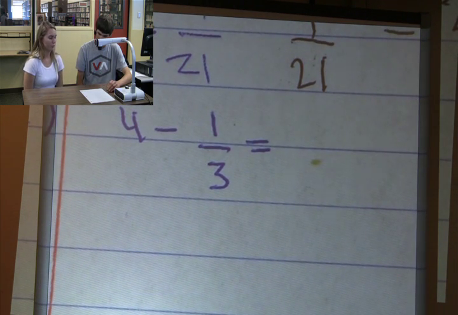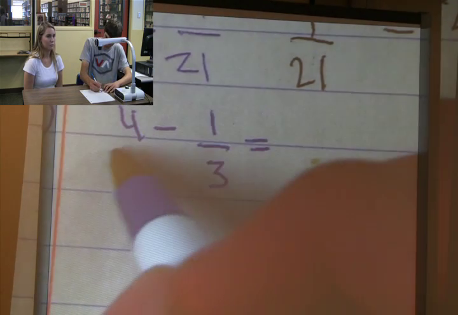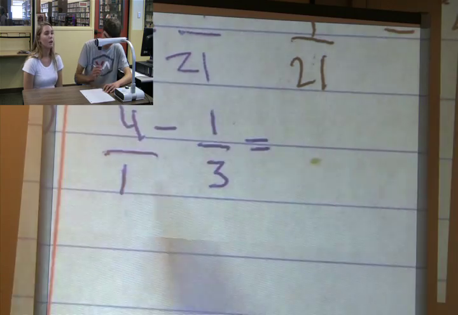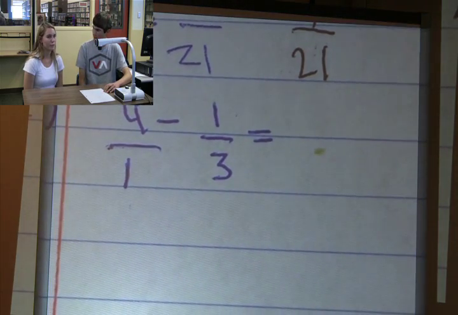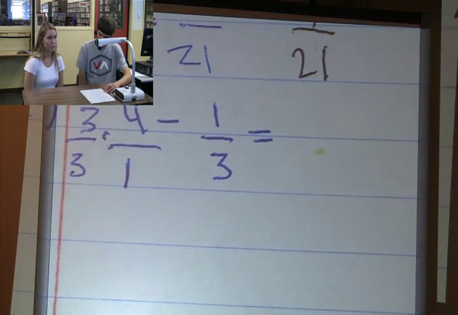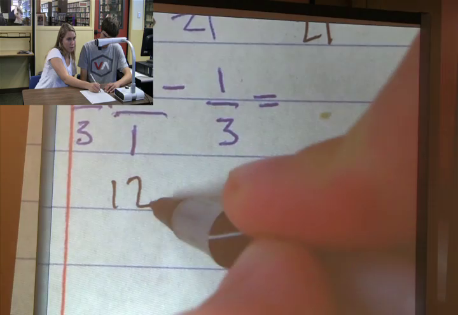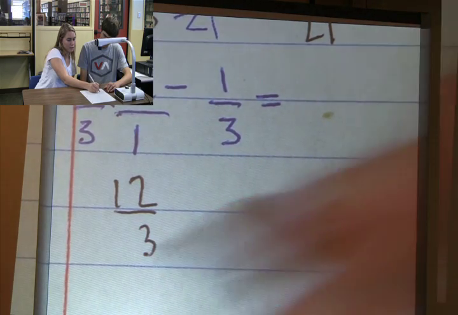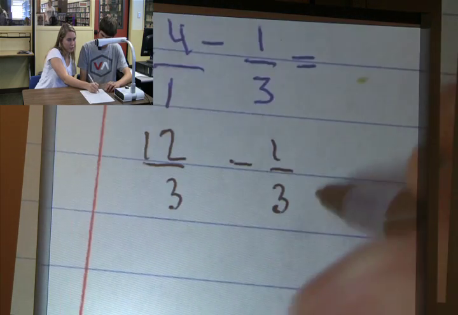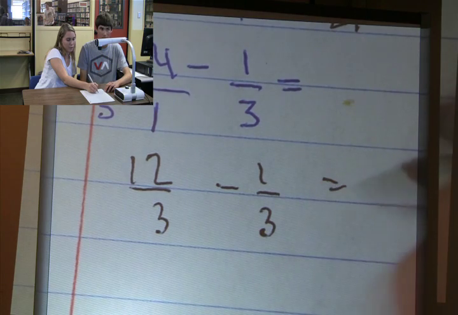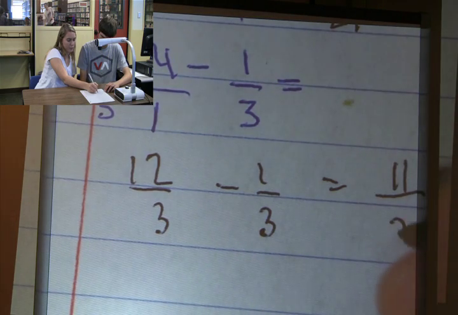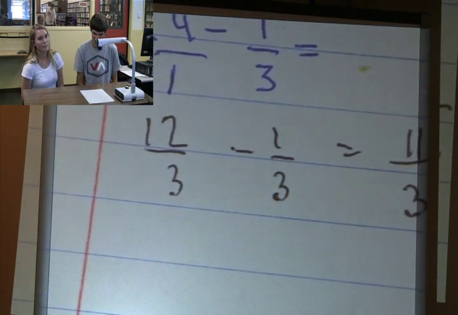I don't know because it's a whole number. So remember, all whole numbers, that's the same as 4 over 1. Oh, so you could multiply it by 3 over 3. Yep, and then you get your common denominator of 3. Yep. So then that fraction would be 12 over 3 minus 1 over 3, and that would equal 11 over 3? Yep, perfect. Wow. Okay.